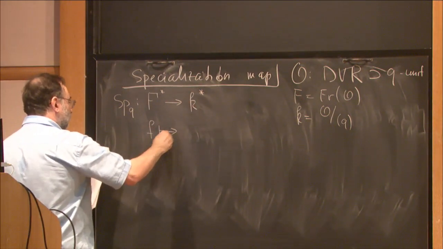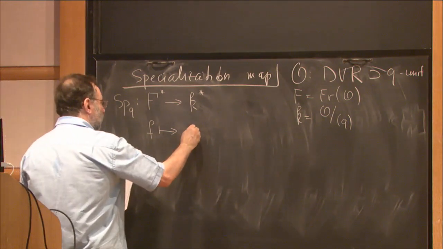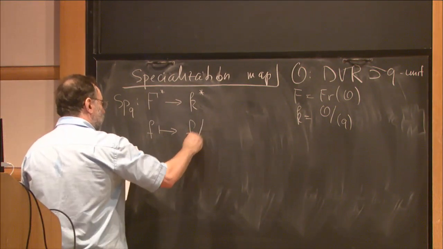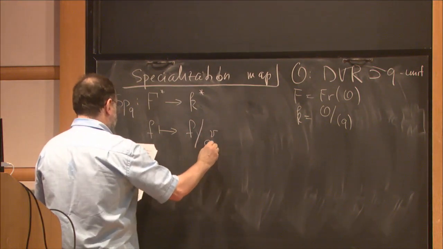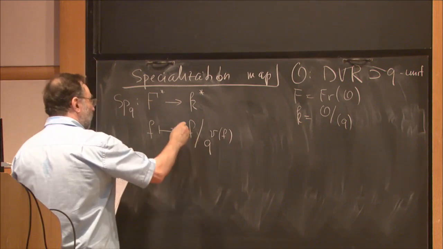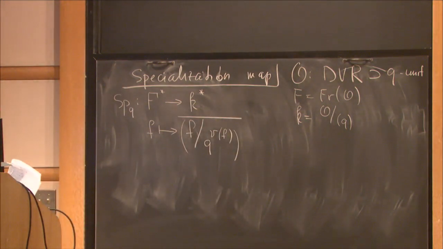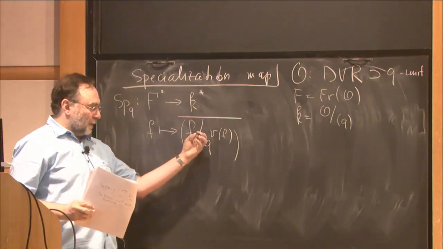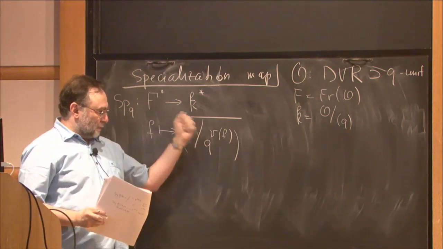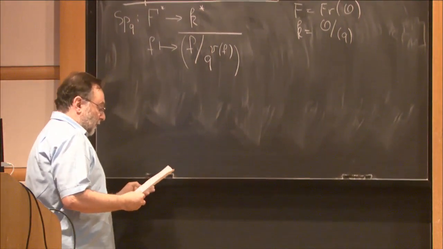Take F, I mean, not function, an element of this fraction field. Then you take F and you divide it by the uniformizer to the evaluation of F. Now you can take this and reduce modulo your maximal ideal. And so that's how you get this map. So what you do, you take the leading singularity, you divide it by the power of u by z, and then take the residue. Now, there's a lemma.